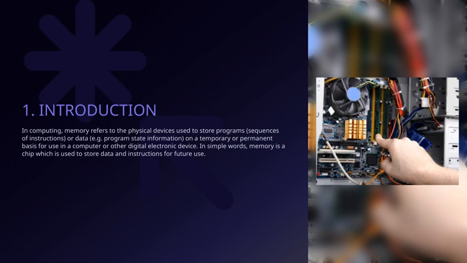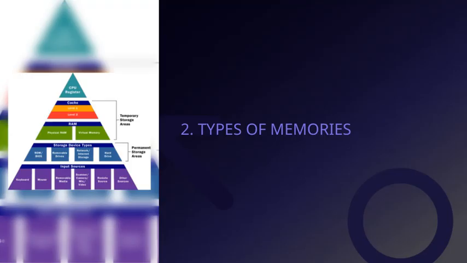Think of memory as the computer's workspace, a chip that holds all the data and instructions you'll need later. Understanding how memory works is fundamental because it directly impacts the performance and efficiency of any computer system. Throughout this presentation, we'll explore the different types of memory, how they interact, and why they matter in the broader context of computing technology. Now, let's explore the different types of memories.